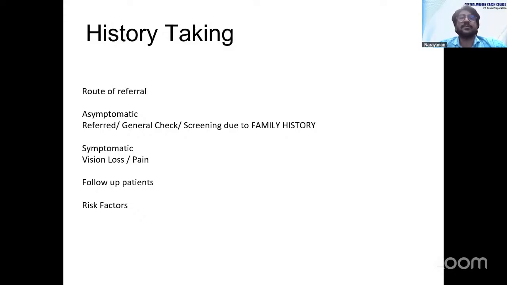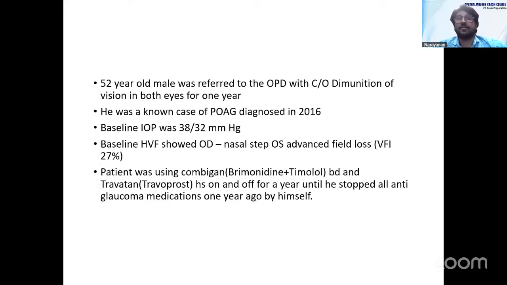So here's an example of a 52-year-old male who came to the OPD with diminution of vision in both eyes for about a year. He was an already established POAG, referred to us, with a baseline IOP of 38 and 32 millimeters of mercury in both eyes. The baseline HVF showed a right eye nasal step and the left eye had an advanced field loss.